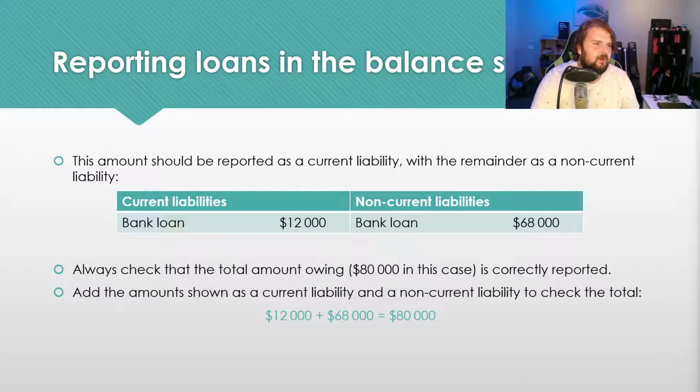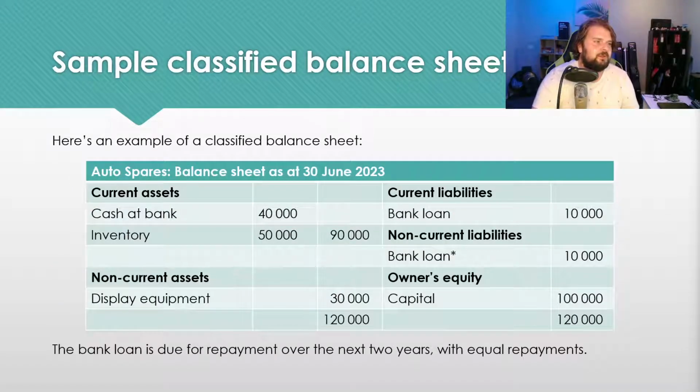Okay. So if we can classify our assets, this is what that balance sheet that I showed you before would look like. Here you can see that we've got cash at bank of $40,000 that we could use up within the next 12 months or use to provide revenue in the next 12 months. Same with our inventory. And that adds up to $90,000. We also have our display equipment that we would expect to have for more than 1 year. We'd really hope that our shelving lasts longer than that.